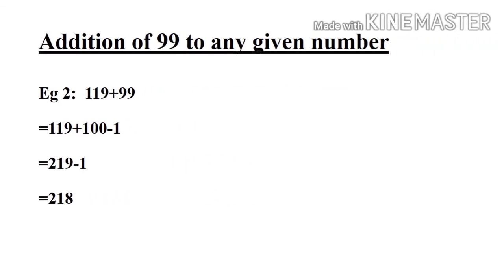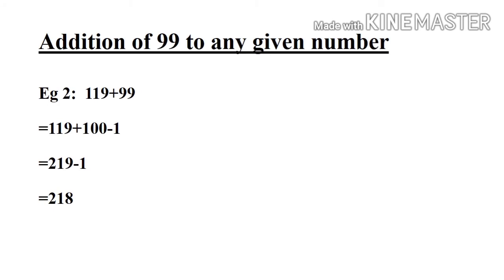The next pattern observation is addition of 99 to any given number. We have seen addition of 9, now 99. It is the same pattern. 99 you split and write as 100 minus 1. 100 minus 1, what is the answer? 99. So 119 plus 100 we can easily say as 219. Now 219 minus 1, what is the answer? 218.